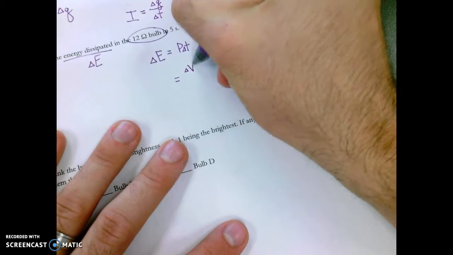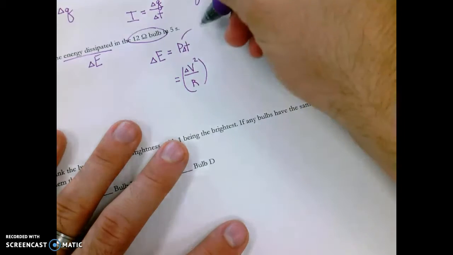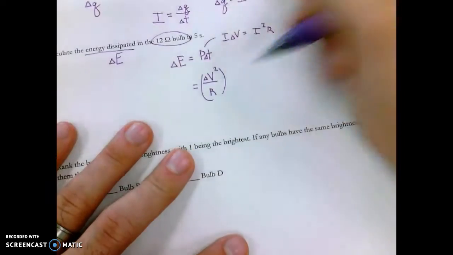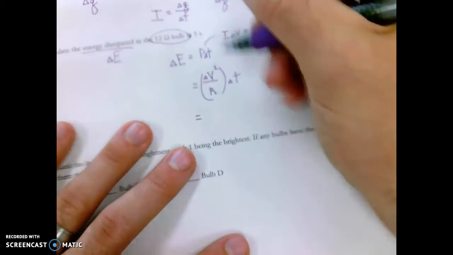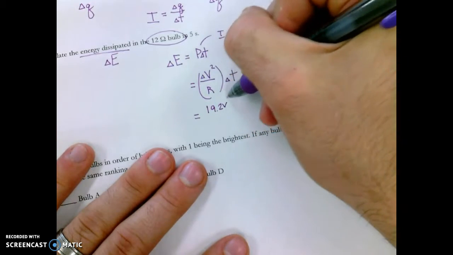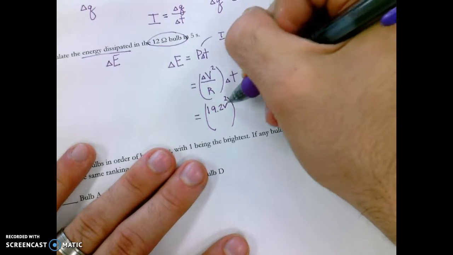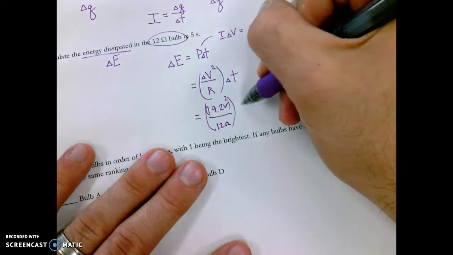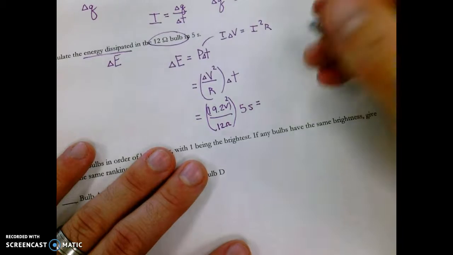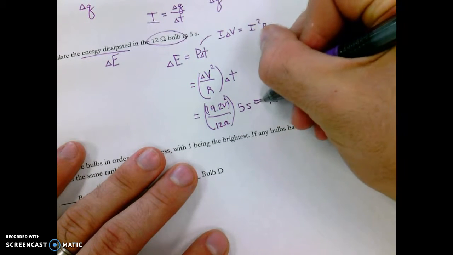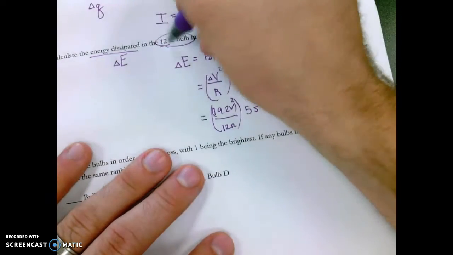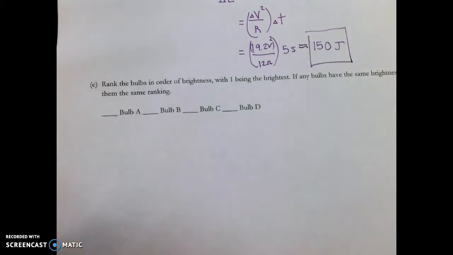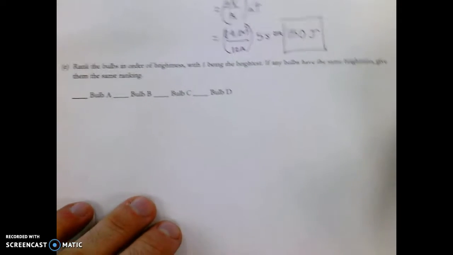So P equals delta V squared over R. You could also use I delta V. You could also use I squared R, whichever one you would like to. I'm going to use delta V squared over R times delta T. I know that that is 19.2 volts, and that's going to be squared over this R, which the resistance of it is 12 ohms, and then 5 seconds. Depending on your calculator rounding, you're going to get an answer around 150 joules. And that's fine. This answer is only going to have two significant figures anyway, so just the 1 and the 5 makes that totally good. Anything around there, you're probably doing the physics right.